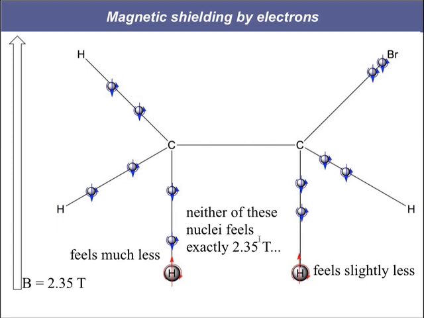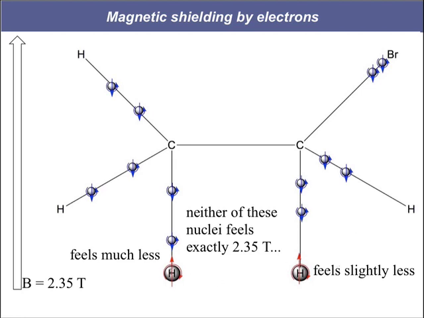So if we apply a magnetic field, let's say at 2.35 Tesla, that's a fairly common strength of magnetic field, neither of these nuclei are going to feel exactly 2.35 Tesla because all of these nuclei have electron density around them. But these hydrogens that are more shielded will feel much less than 2.35 Tesla. And these hydrogens that have less electron density around them only feel slightly less.